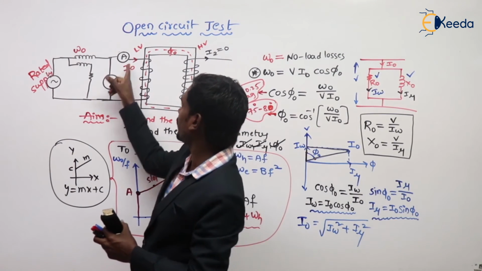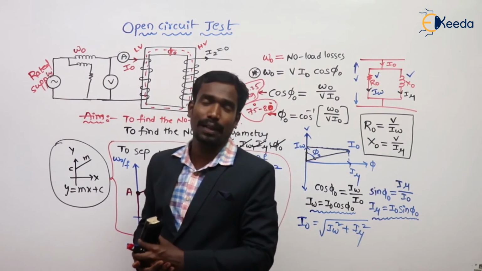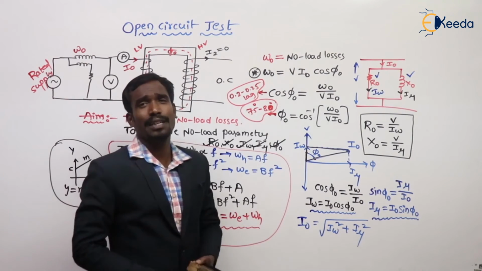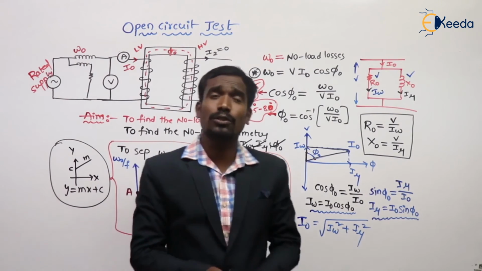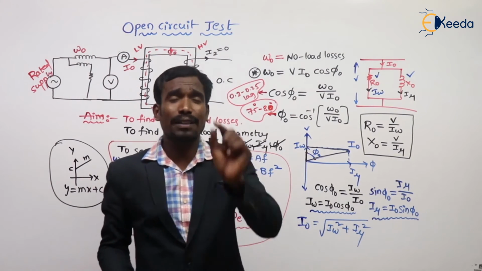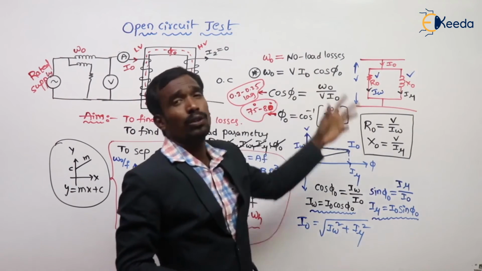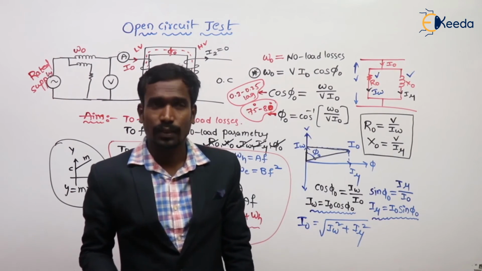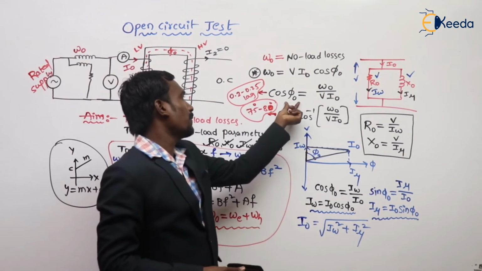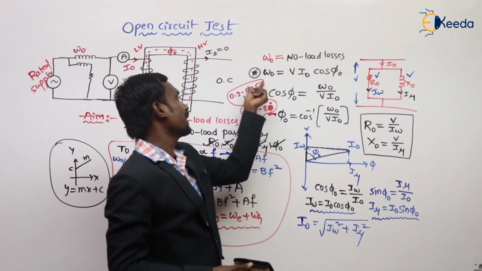The test should be conducted on the LV side, conducting nothing but connecting the supply. And next, what does the wattmeter reading give us? The wattmeter reading gives us no load losses as well as primary copper losses, but those are very small, that's why negligible. We have only no load losses. No load losses formula is V I naught cos phi naught. From that, power factor and power factor angle are calculated as approximate values.